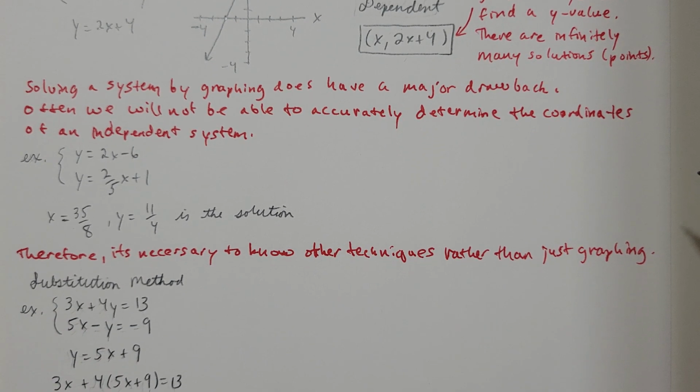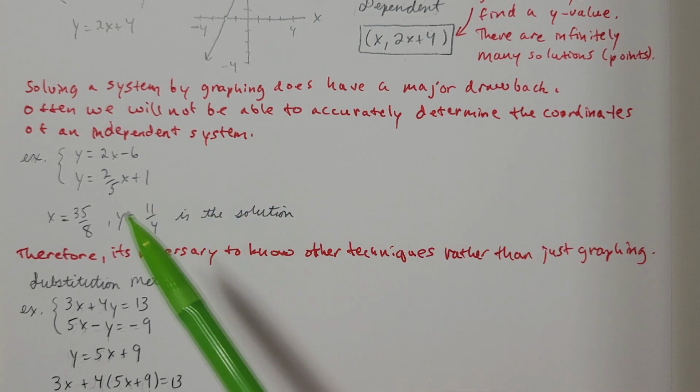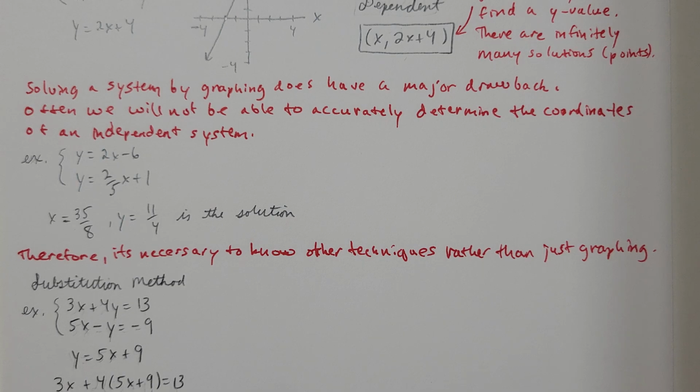Now, solving a system by using the graphing method has a major drawback. Often, we will not be able to accurately determine the coordinates of an independent system. Okay, like for example, what if I had the system given by the equations y equals 2x minus 6 and y equals 2/5 x plus 1? Now, we're going to use the graphing method on that. So if I were to make a graph, the answer is x equals 35/8 and y equals 11/4.